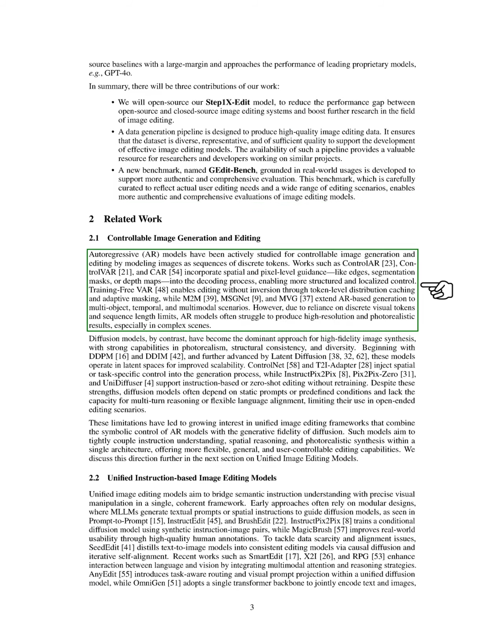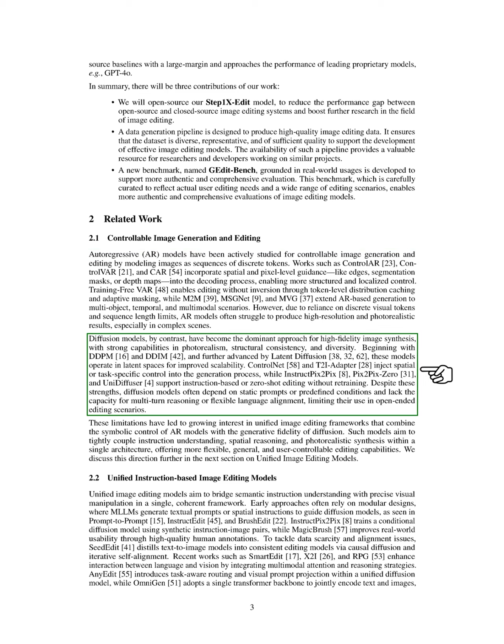Autoregressive models have been explored for this purpose, modeling images as sequences of discrete tokens and incorporating various forms of guidance for more structured control. However, these models often struggle with high-resolution results in complex scenes. In contrast, diffusion models have emerged as the leading method for high-fidelity image synthesis, excelling in photorealism and diversity. While diffusion models have their strengths, they often rely on static prompts and lack flexibility for open-ended editing.